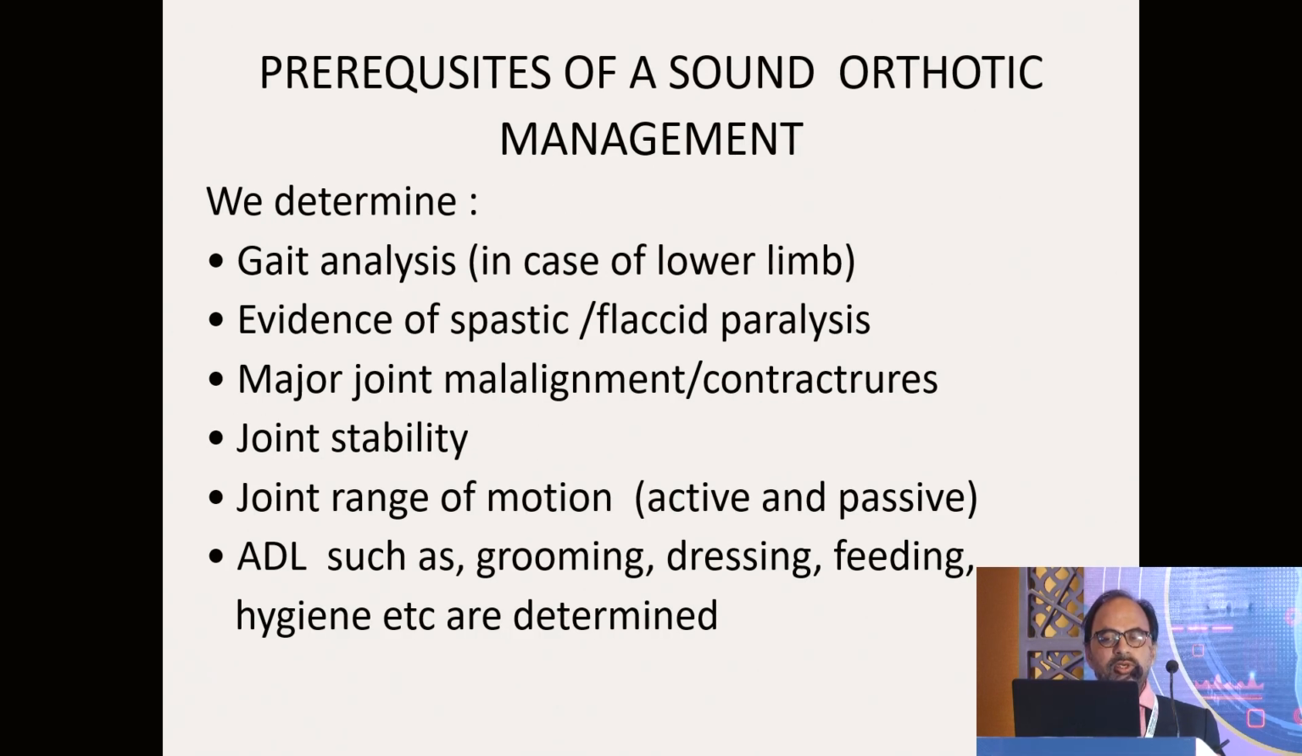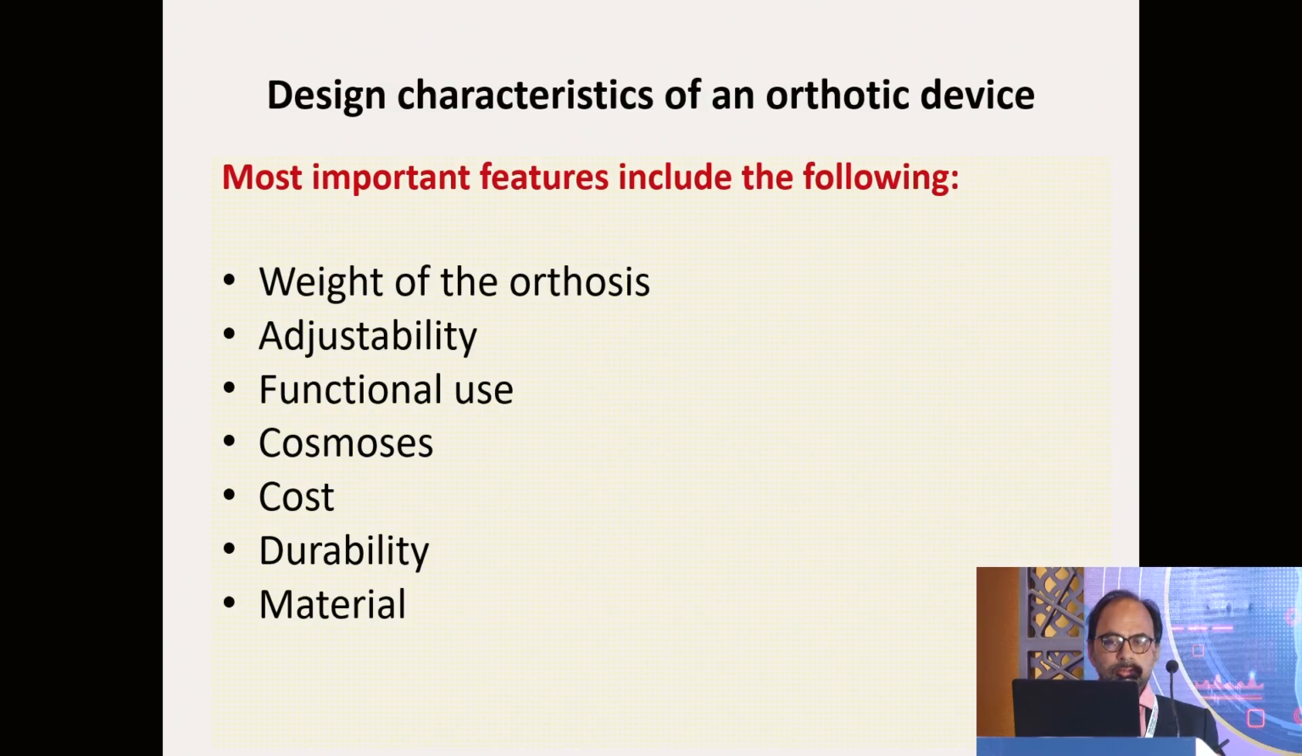Now what are the prerequisites of sound orthotic management? Gait analysis in case of lower limb, evidence of spastic or flaccid paralysis, major joint malalignment, contractures, joint stability, joint range of motion, how much is actively available, how much is passive, and then mainly in case of upper limb orthosis, what the patient's ADLs are, like grooming, dressing, feeding, hygiene, how he or she is doing.